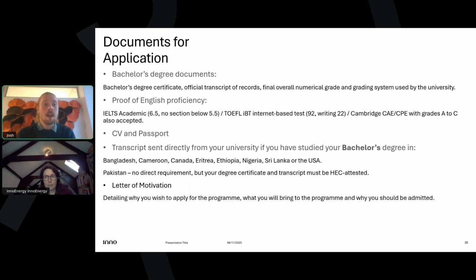And then depending on which program you're applying to, you will then be required to submit a letter of motivation or potentially a motivational video. Essentially, whether it's a letter or a video, the content is going to be the same. So detailing why you wish to apply for the program, what you can bring to the program, and why you think we should admit you. And you can check this information again at your leisure later on our website and in the application.